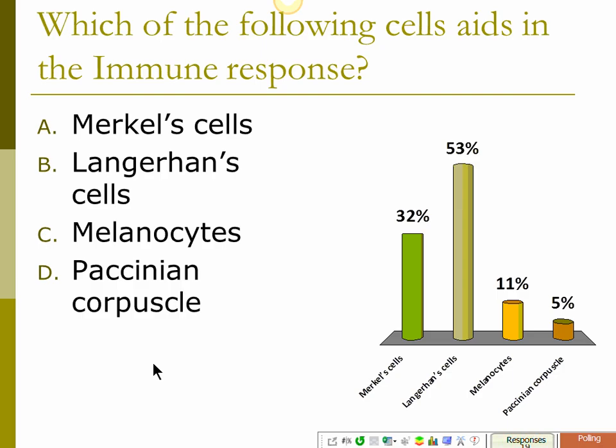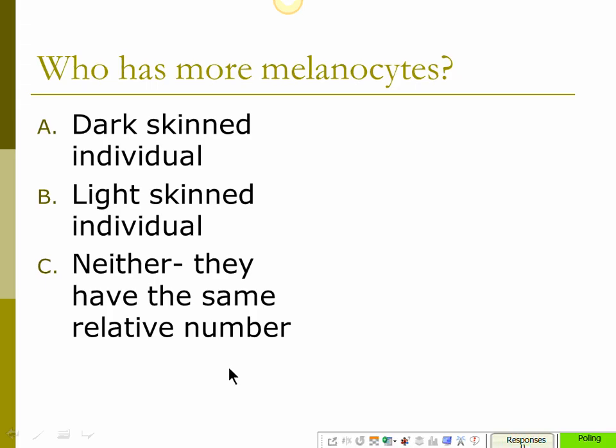It's phagocytic. Melanocytes are responsible for protecting the nucleus of the cell, and they happen to also give skin its color. The Pacinian corpuscle is a touch receptor which is present in the dermis. These three were epidermal cells, okay? Here, another question. Who has more melanocytes?